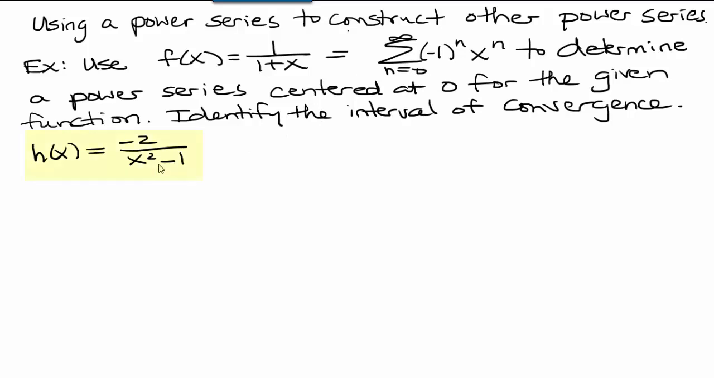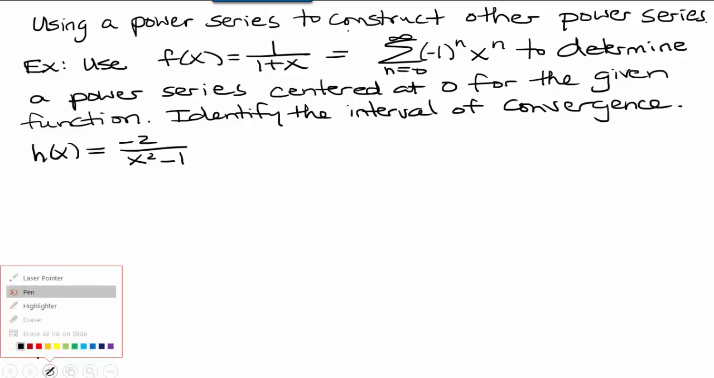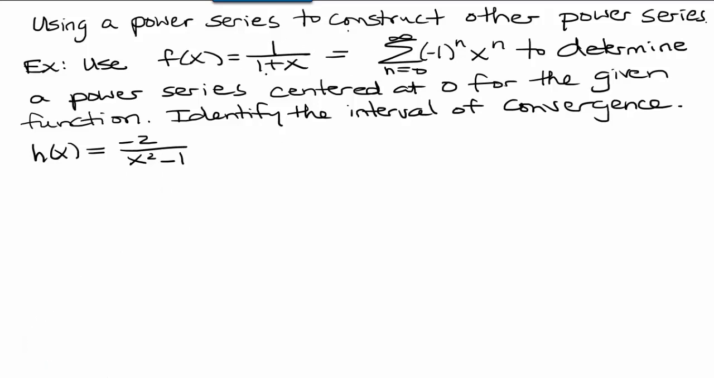So the function we're going to look at is h of x equals negative 2 over x squared minus 1. And what we're going to do is to use partial fractions to break this apart. And we're going to hope that when we do that, we get something like 1 over 1 plus x. So here we go. The denominator factors into x plus 1, x minus 1, so we know we can break this apart into a over x minus 1 plus b over x plus 1.